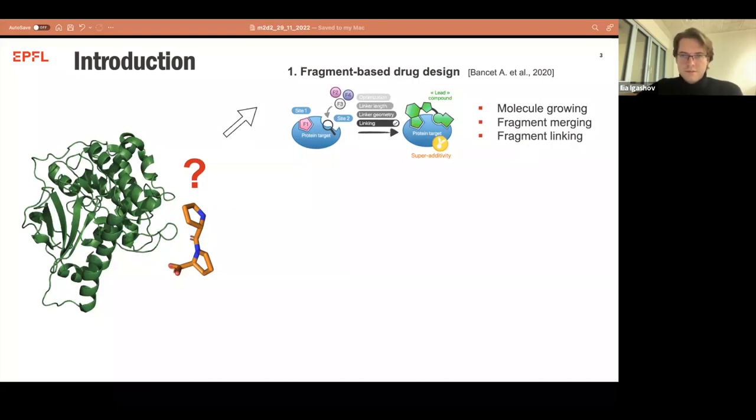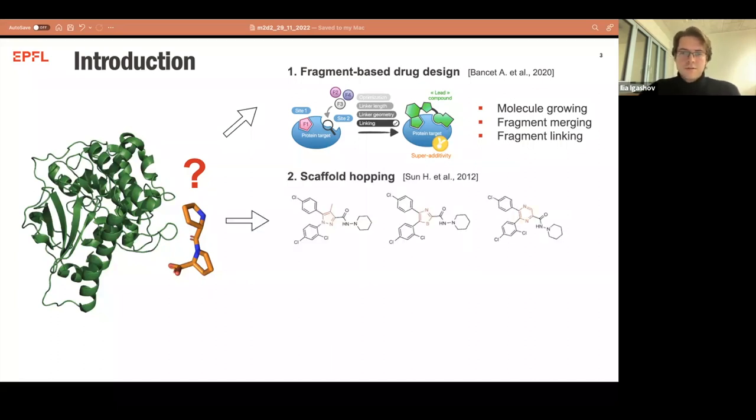There are several strategies in fragment-based drug design for how we can transform our initial set of fragments into some connected molecule. For example, we can try to add new functional groups or other side chains to the core part, which is the fragment, and this is molecular growing. Or if we have several fragments, we can try to connect them either by merging on common atoms or also by introducing some modifications in these fragments or even introducing new atoms that constitute linkers that would further connect these fragments together.